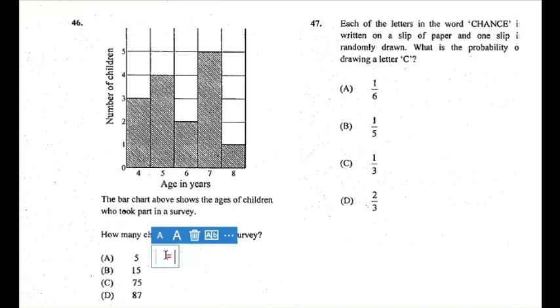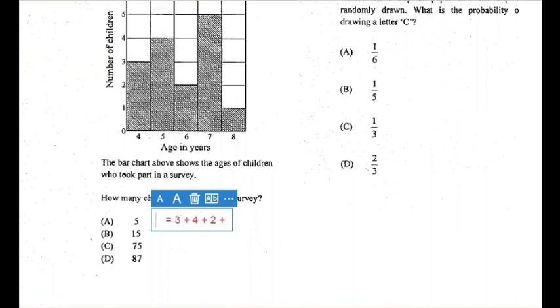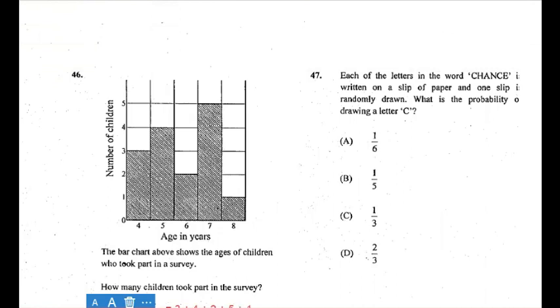So the number of children would be equal to: the first age, 4, corresponds with 3. So it would be 3, plus the 5 bar corresponds with 4, so plus 4, plus the age group 6 corresponds with 2 children, plus 2, and 7 corresponds with 5, so plus 5, and 8 corresponds with 1 child. When you add that up, you will get 15. So our answer here is B. Don't make that mistake, guys, of just counting the bars and thinking that is the answer.